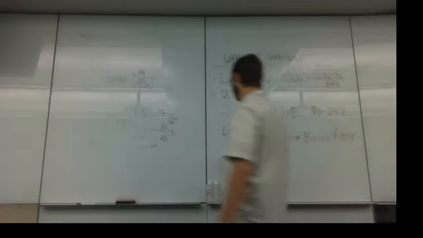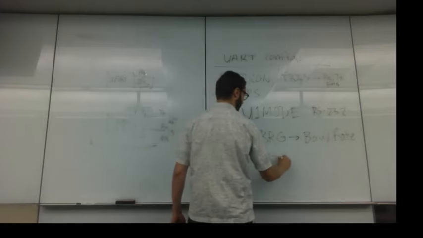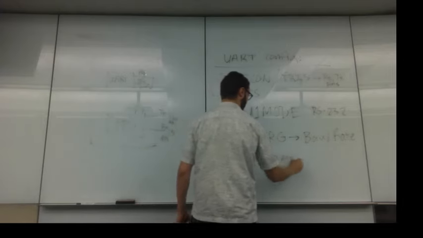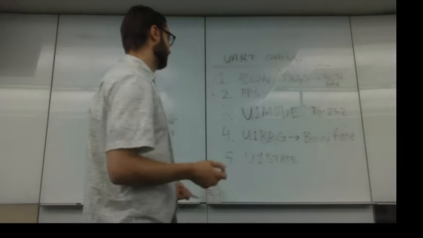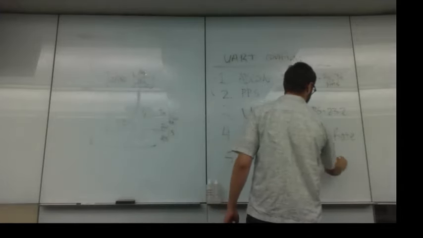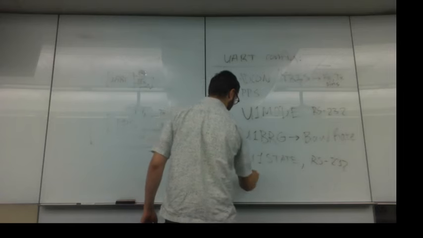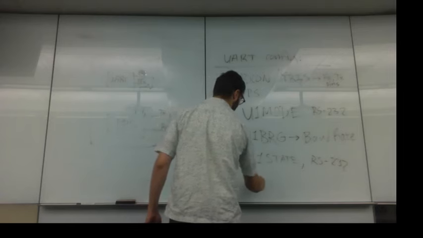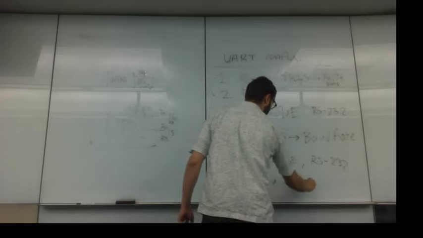And then U1, I think it's called U1STATE. And that sets up the rest of the RS-232 parameters. And then six would be enable, which is in the U1MODE register.